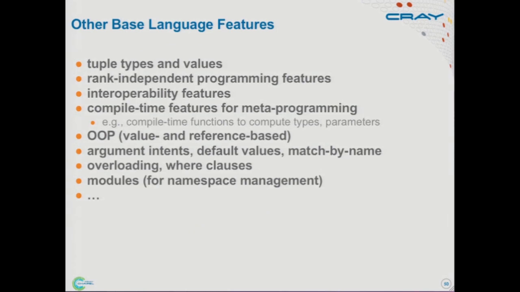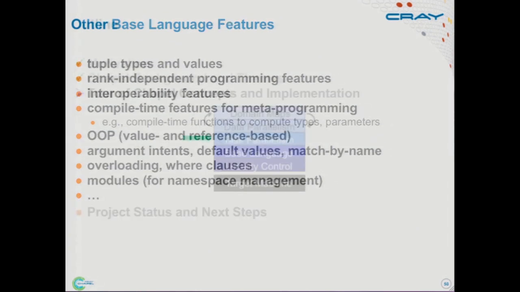The language has been designed to be very rank independent. Maybe the best example of this: we had an intern who wrote a 2D AMR code, and then he could run it in 3D or 4D just by changing one compile time parameter. We've got features for interoperability, so we can call out to C and ultimately other languages as well. We have a bunch of compile time features for metaprogramming. You can write procedures that are executed at compile time to evaluate a compile time value or a type. We have object-oriented features, and then a bunch of things related to arguments and overloading and namespace management. And that's the base language.